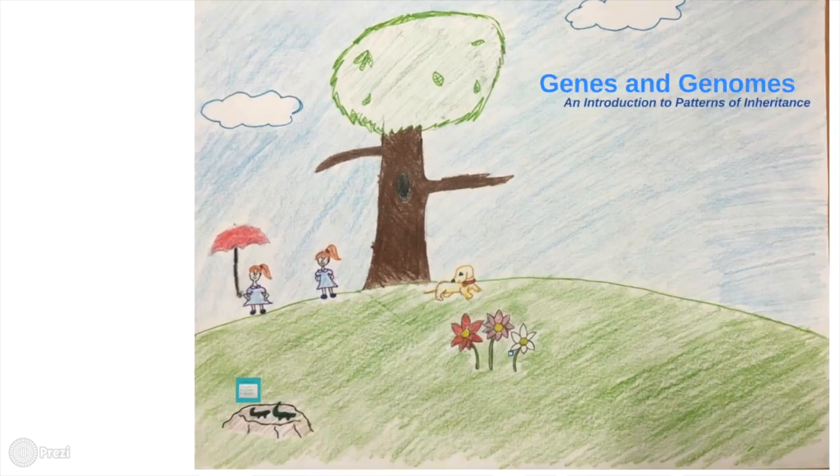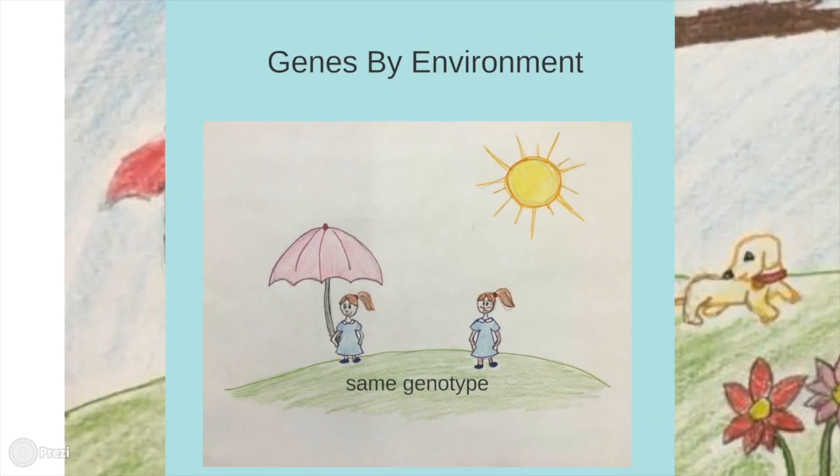Finally, we'll take a look at genes by environment. Think of environmental influences as the switches that activate the gene. To better understand this concept, consider a set of identical twins. They both have the same DNA, but one enjoys baking in the sun, while the other hates going outside.